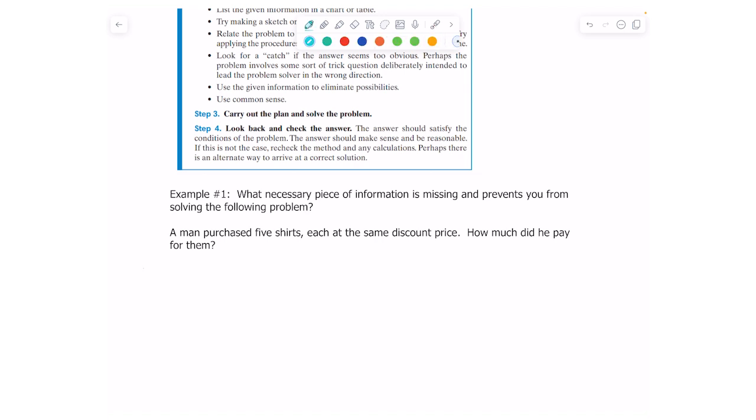In other words, in this problem, what's my given? What's given in this problem is they tell me that 5 shirts are purchased. Did they give us any other information? Well, they told us that each of the shirts were purchased at the same discount price. However, I'm not told what that discount price is, right? So that is definitely a missing piece of information.